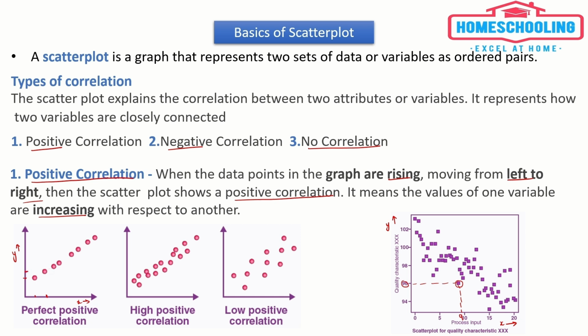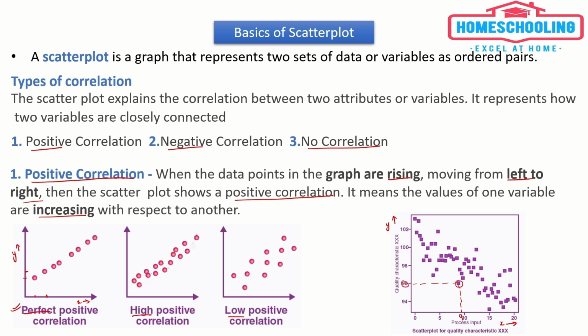Now, in a positive correlation scatterplot, we have three types of positive correlation. It can be a perfect positive correlation, high positive correlation, or a low positive correlation. When the data points in the graph are rising in almost a single straight line, then it is called a perfect positive correlation.